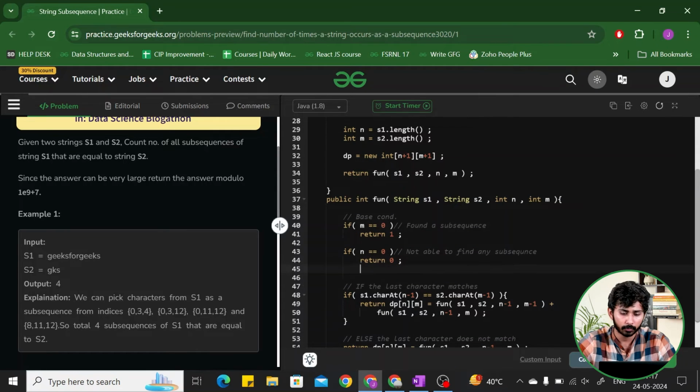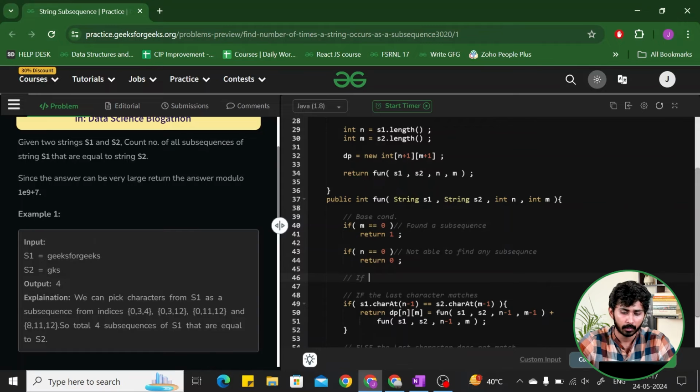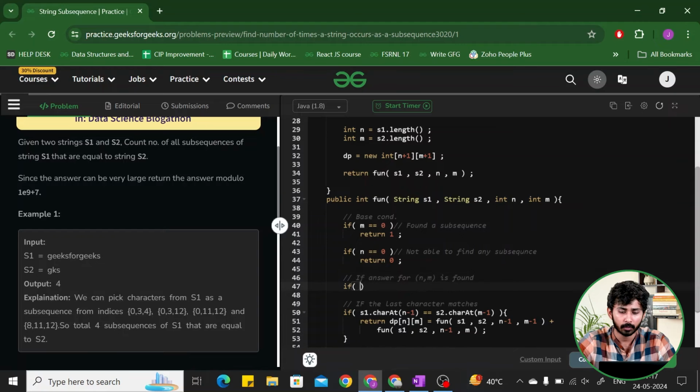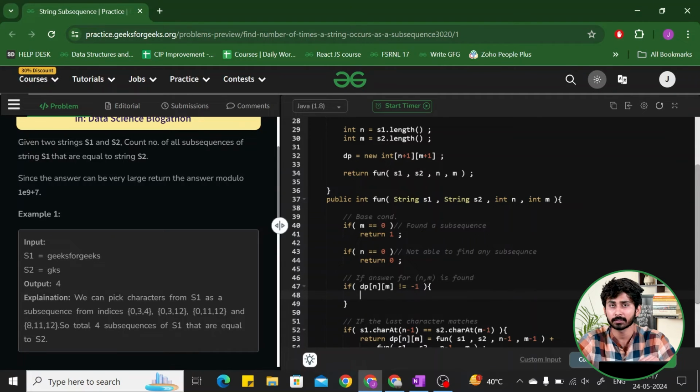And one thing that I need to find, let's say if answer for n comma m is found. So let's say if DP of n comma m is not equal to minus 1. So I need to initialize with minus 1, right? Because some values need to be initialized. So 0 can be the answer. So I will be choosing -1 as the initialization value of DP.